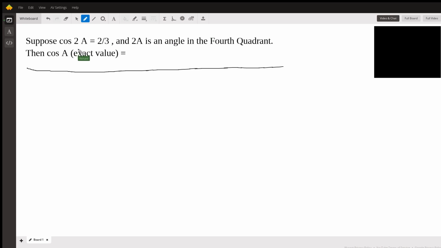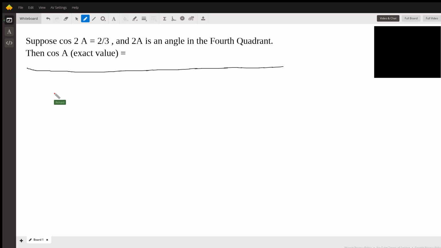This is an exact value question, meaning that we cannot use our calculator to find the cosine of A given the cosine of 2A. And if we're not allowed to use our calculator, then we have to use the half angle formula for the cosine. I'm just going to copy this here in red, and we can use this.